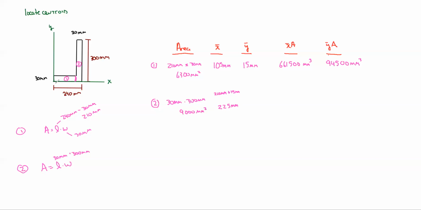So how far do you go from the origin to get to that point? Looking only at object 2, the formula says it's the base of the object divided by 2. The base is 30, and 30 divided by 2 is 15. But to get there from the origin, I have to travel 210 millimeters and then 15 more.